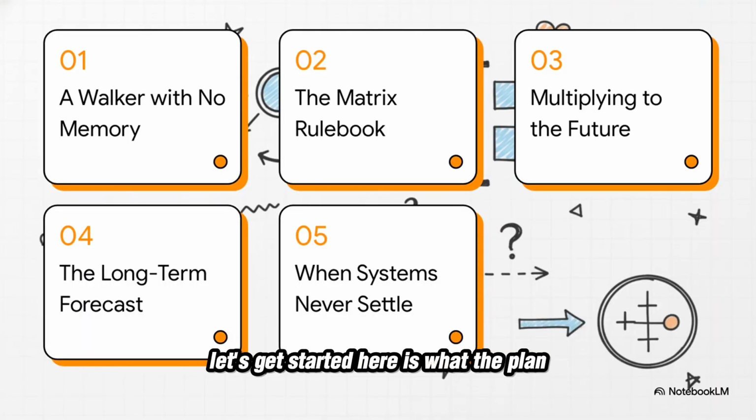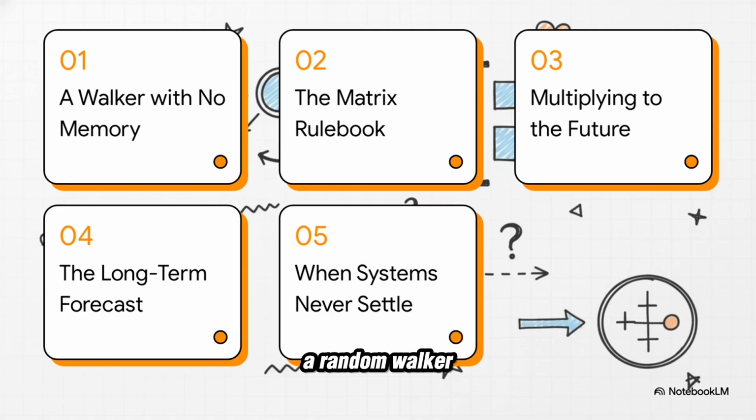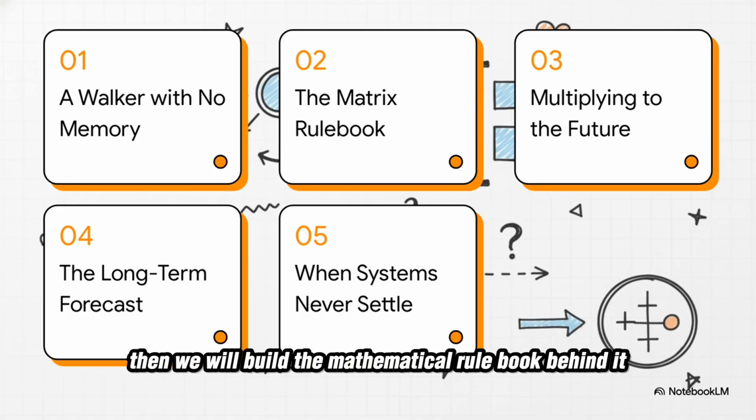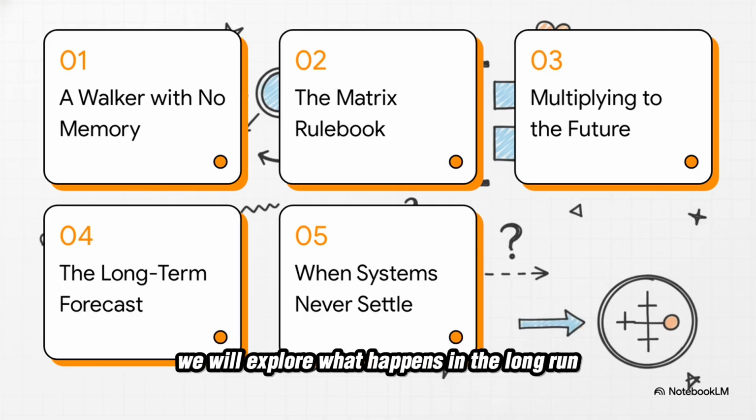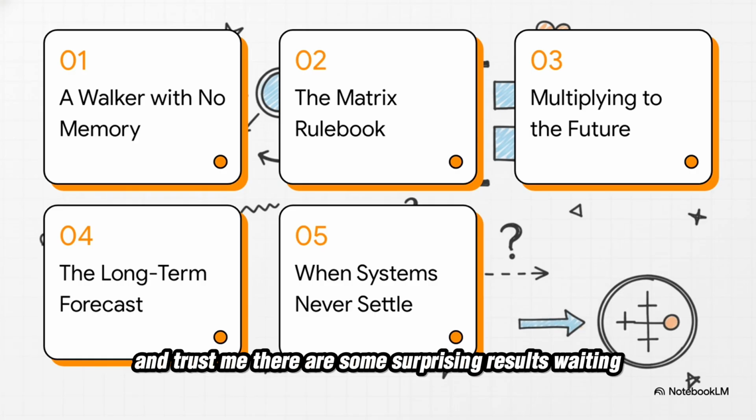Let's get started. Here is the plan. First, we will look into a simple puzzle, a random walker. Then, we will build the mathematical rulebook behind it. After that, we will learn how to predict the future. And finally, we will explore what happens in the long run. And trust me, there are some surprising results waiting.